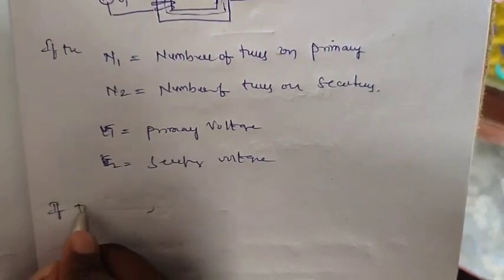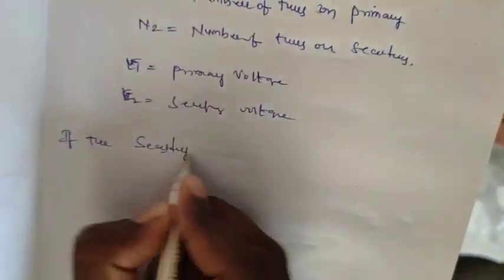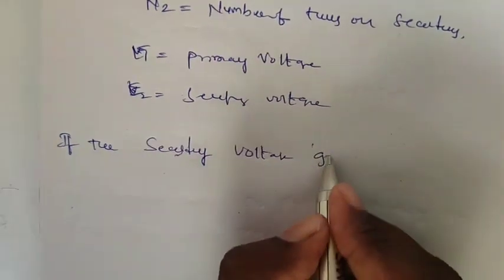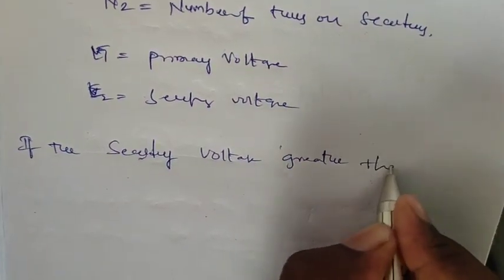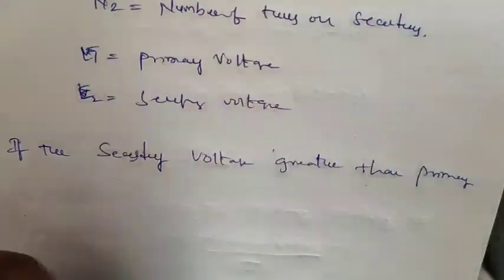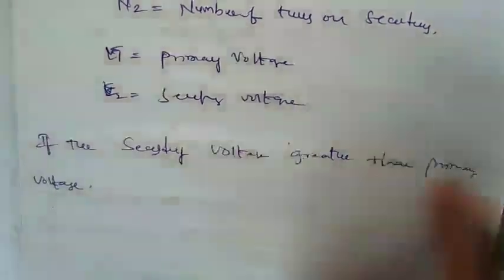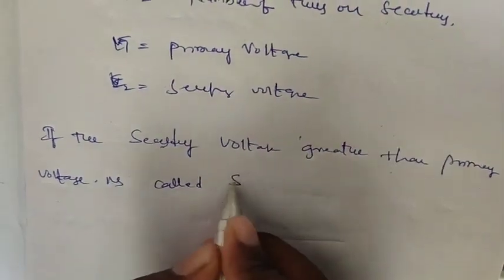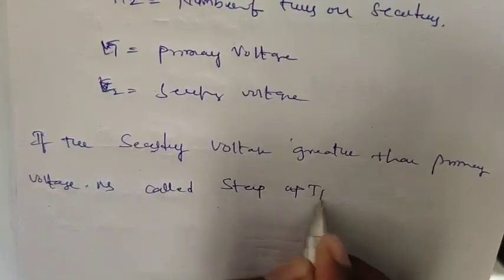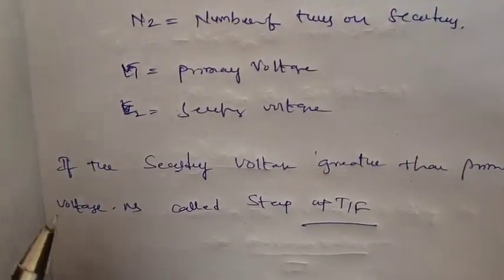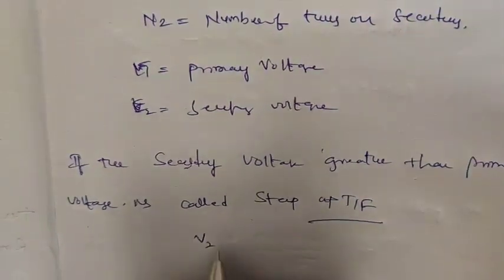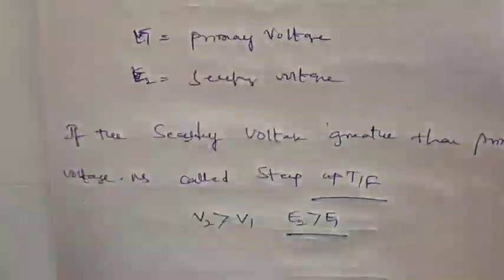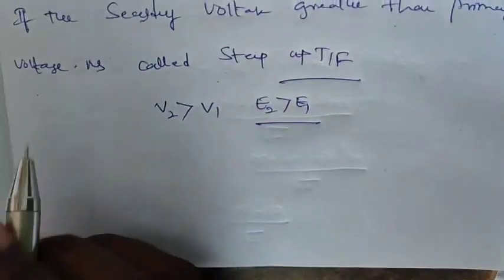If the secondary voltage is greater than the primary voltage, it is called a step up transformer. That means if V2 is greater than V1, or otherwise E2 greater than E1, it is called a step up transformer.